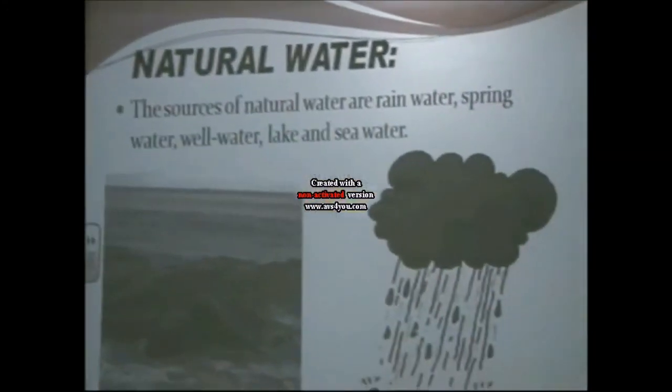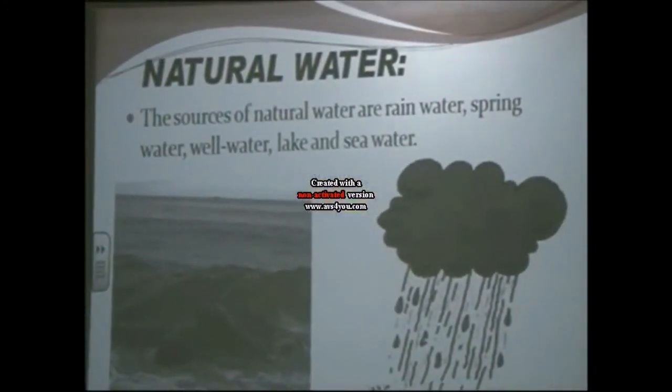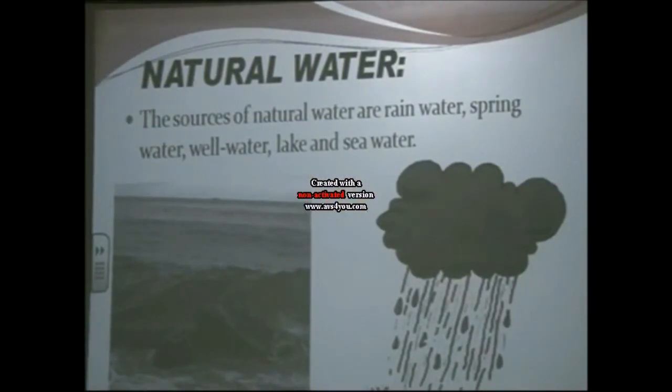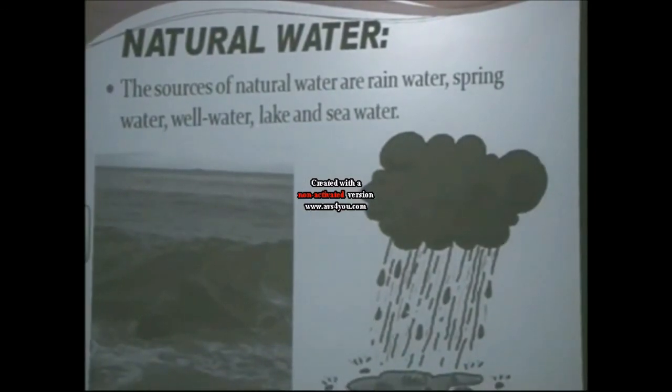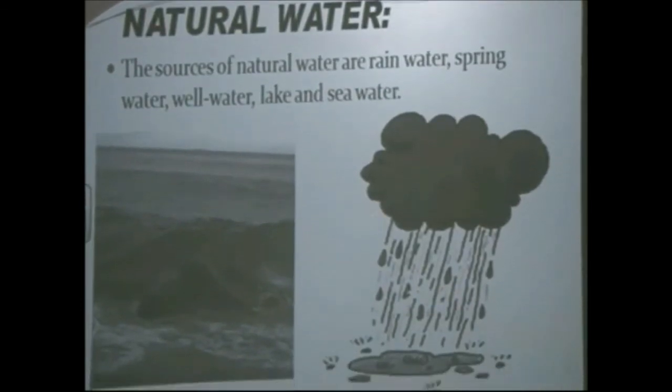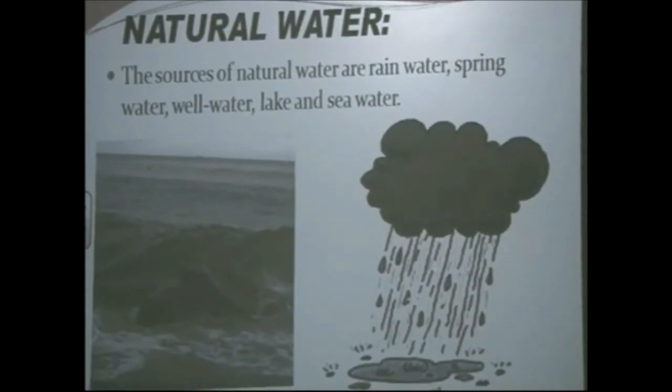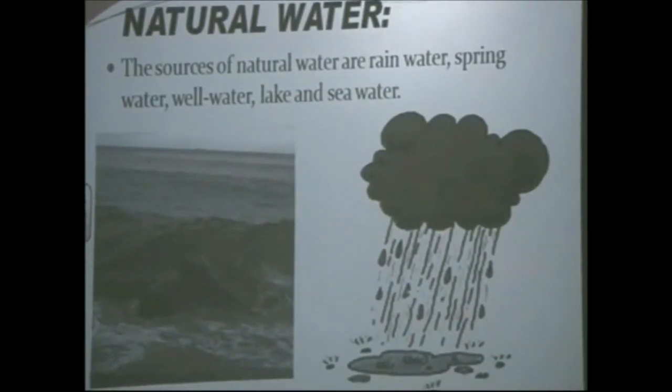Now let us look at natural water. What are the sources of natural water? There are many. Rainwater, we have spring water, we have well water, we have lake, and then we have sea. We even have water in the rivers. This is the sea. Look at the cloud, rain falling down, the water will run off, go into the gutter, going to the stream, then eventually the lake, and probably end up in the ocean.